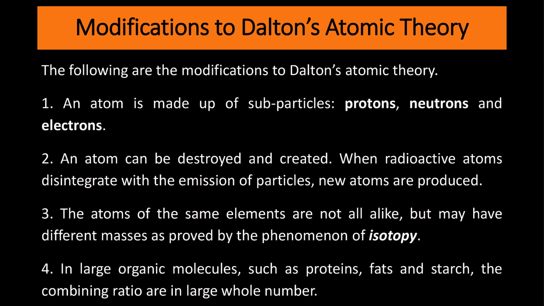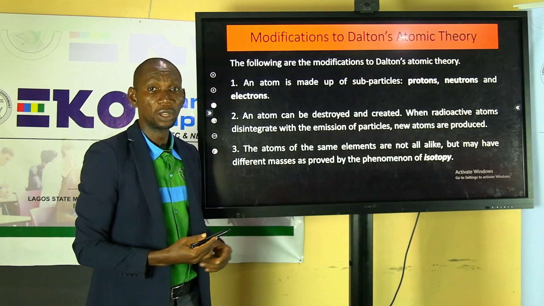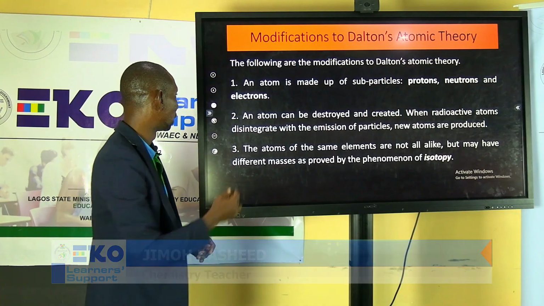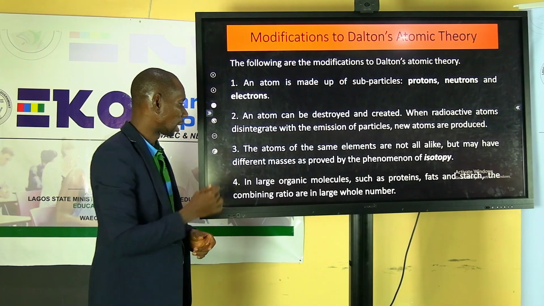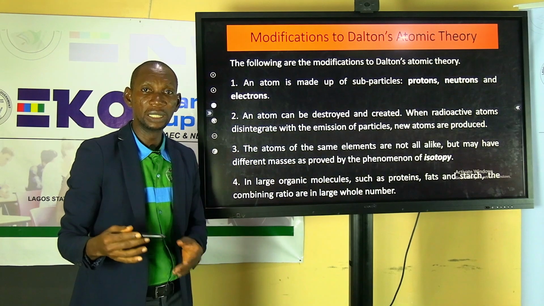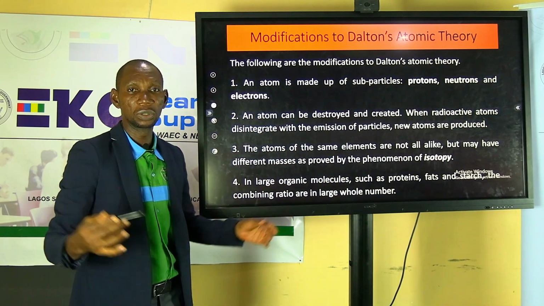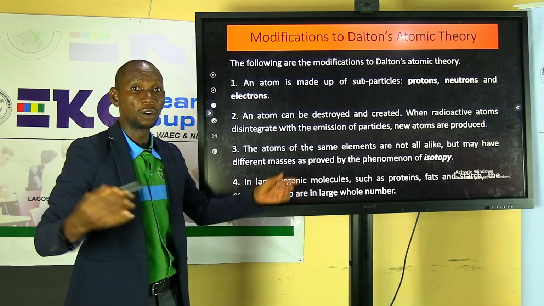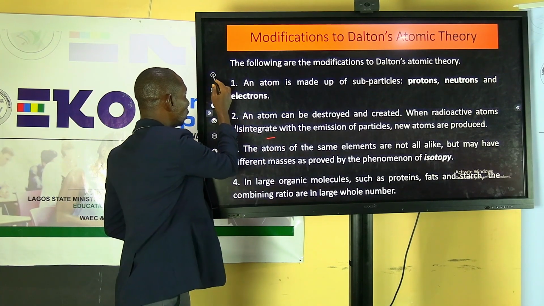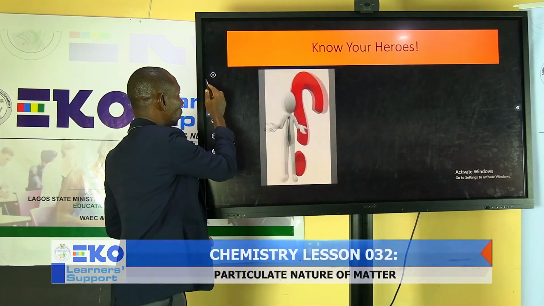3, the atoms of the same element are alike, but they differ from atoms of other elements. This was before the phenomenon of isotopy was discovered. But since isotopy has been discovered, that particular theory has been modified. And lastly, in large molecules such as protein and starch, we do not have atoms combining in simple ratios. You can have thousands of carbon atoms linking together to form giant molecules. So these are the modifications that have been made to Dalton's theory.